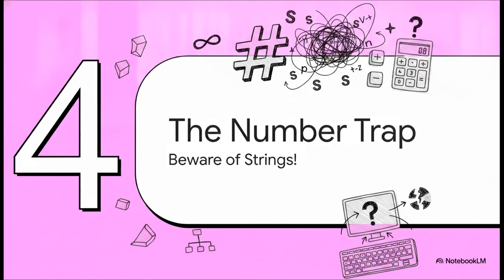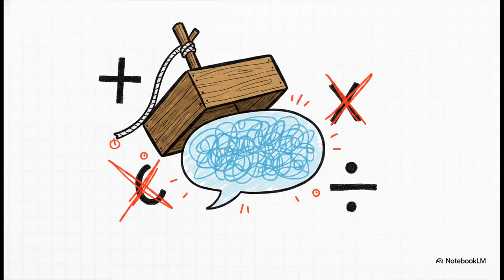Section 4, The Number Trap. Beware of strings. Now we're going to raise the stakes a little bit. Text is awesome, but what happens when we want to escalate from text to numbers? Well, I've got to warn you about a massive roadblock that trips up pretty much everyone at first. Here is the absolutely crucial point to remember. The input function has a very specific quirk.